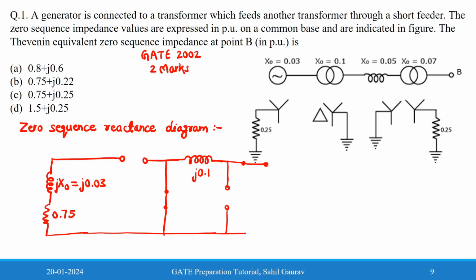And now we have the transmission line, it is J 0.05. Now it is star with grounded, so the series will be closed and the shunt will be open. You can make a shorter way, but for better understanding, I'm making the whole figure. You can make it in half a minute also.